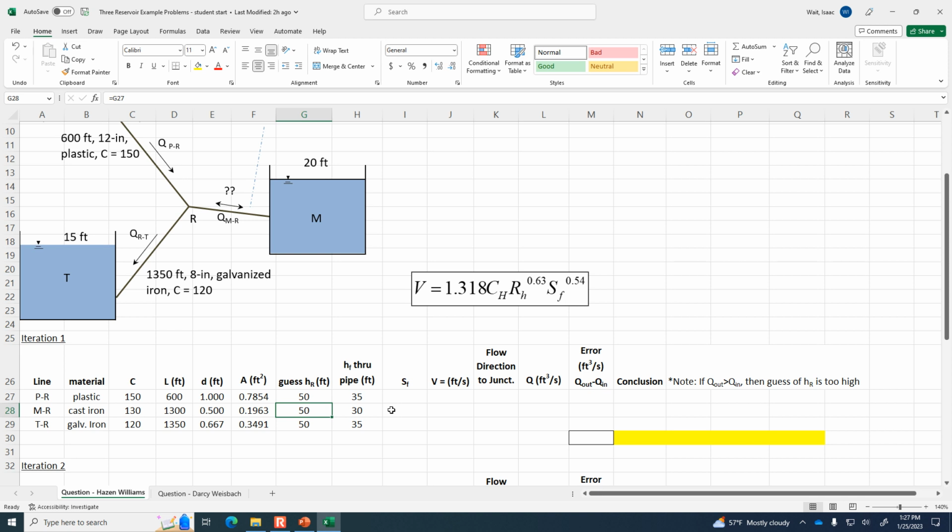Okay, head loss, S sub F. Remember the formula for S sub F is H sub F divided by L. The slope is the magnitude of head loss divided by the length of the pipe. We can drag that formula down for all of them.